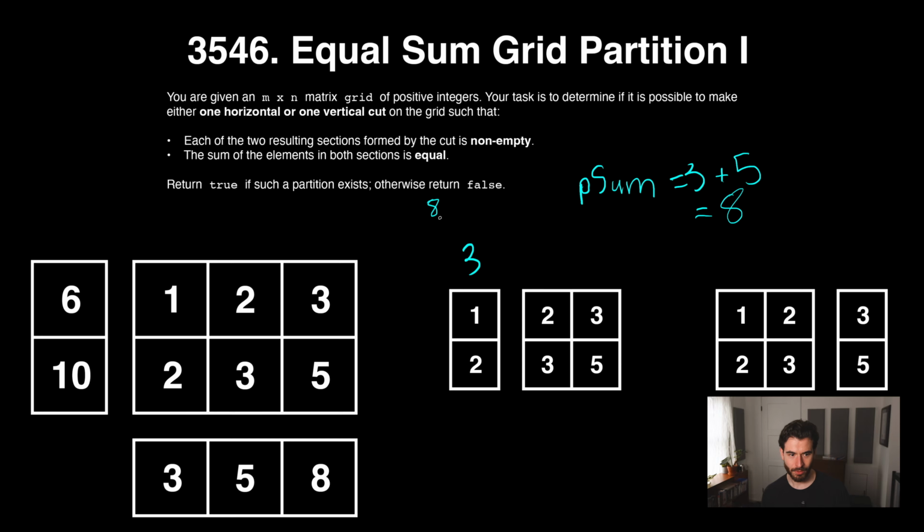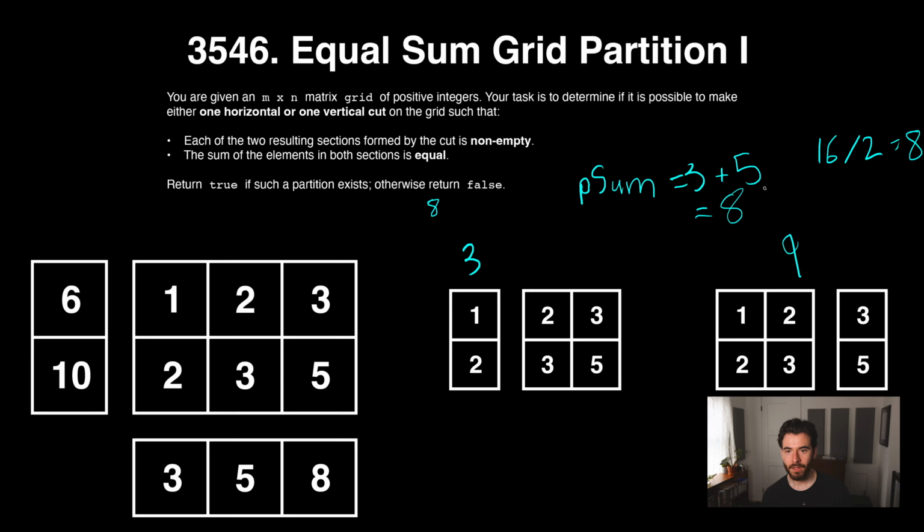Now, one other thing to note is that because these are all positive integers, if we summed up all the values in this section, for example, and we reached a value that was greater than half of the total sum, so let's say, for instance, this added up to 9, we know that we're not going to find a valid split if we continue going further, because this sum is only going to get larger. And we've already gone past half of the total sum, which is 16 divided by 2 equals 8.